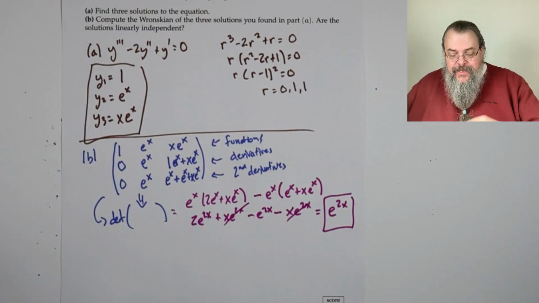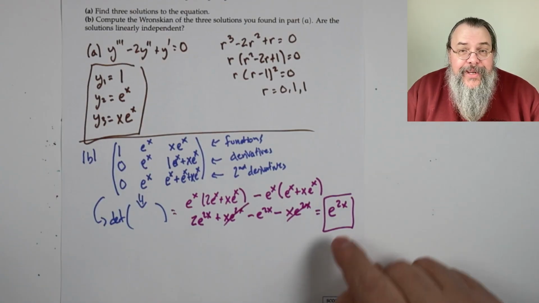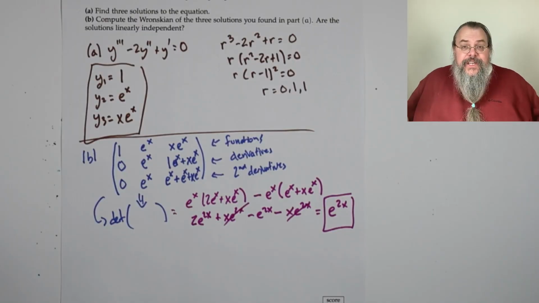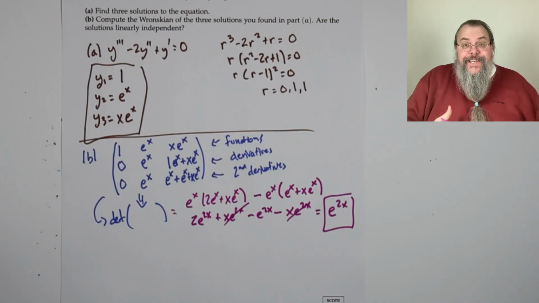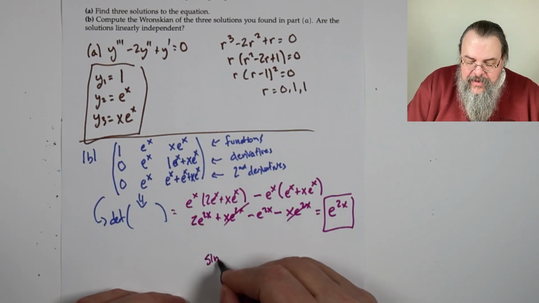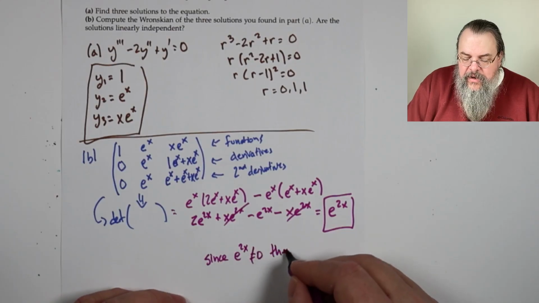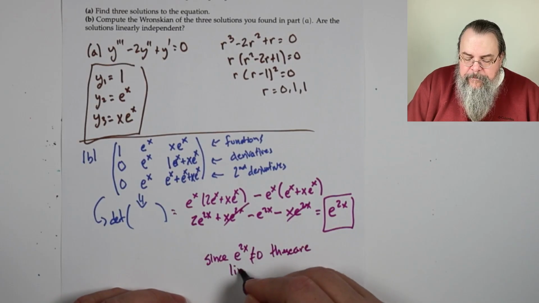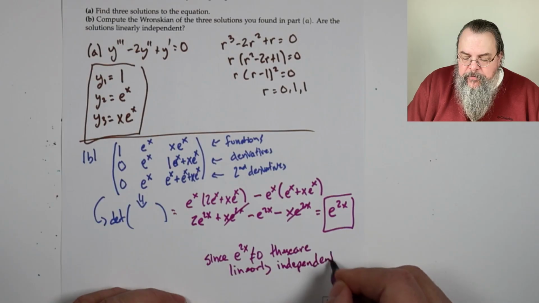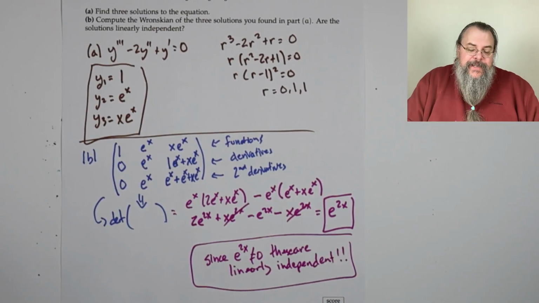Now, there's a question. Are the solutions linearly independent? Well, the question comes down to what's happening to e to the 2x. Is it 0? Is it not 0? And the answer is e to the 2x is a not 0 thing. It's never 0. And so, since e to the 2x is not 0, then these are linearly independent. And there we go. Now, we're done.